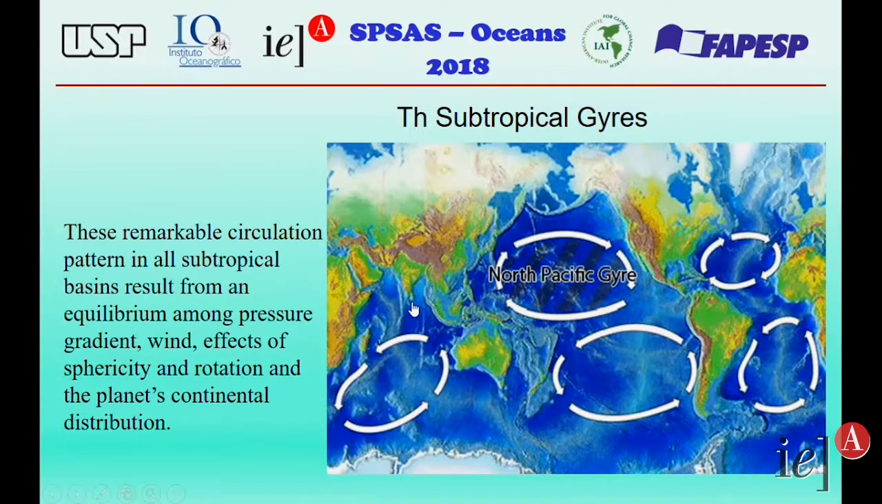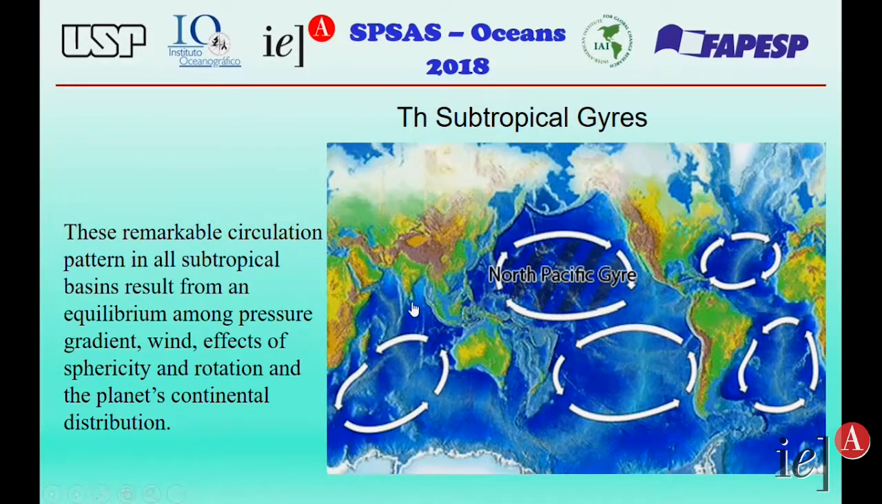So, in general, the most important features for the ocean wind-driven circulation are the subtropical gyres, the circulation that can be represented more or less like what you can see. There are two subtropical gyres in the northern hemisphere, the North Pacific and the North Atlantic, and three subtropical gyres in the southern hemisphere. That is in the South Pacific, in the South Atlantic, and in the Indian Ocean.